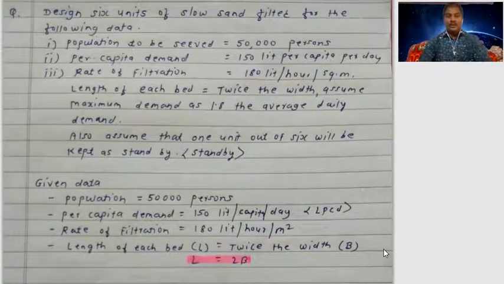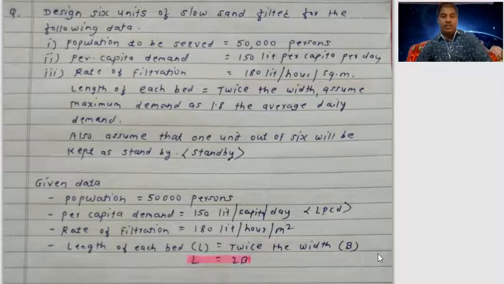Here, we have to consider the length of each bed equal to twice the width of the bed, and maximum demand as 1.8 times the average daily demand. Also, we have to assume that 1 unit of the 6 will be kept as standby. Whatever units are mentioned here, 1 unit may be standby out of 6. Hence, you have to design only 5 units.